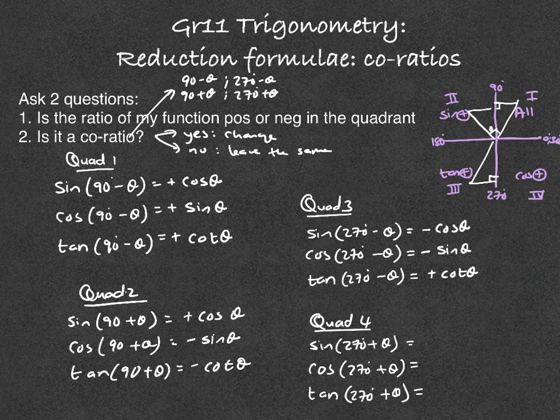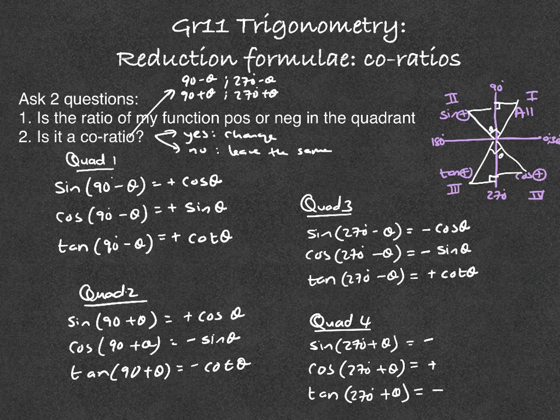So 270 plus theta, right? So that's a 90-degree angle, but 270 plus theta. So you're in that quadrant there, quadrant 4. All right. So what happens in quadrant 4? Who's got a positive ratio? Remember first question, my original function, does it have a positive or negative ratio in that quadrant? So is sine's ratio positive in quadrant 4? Yes, so it's negative. Cos's ratio, is it positive or negative in quadrant 4? Positive. And tan's ratio, is it positive or negative in quadrant 4? Yeah, so it's negative.